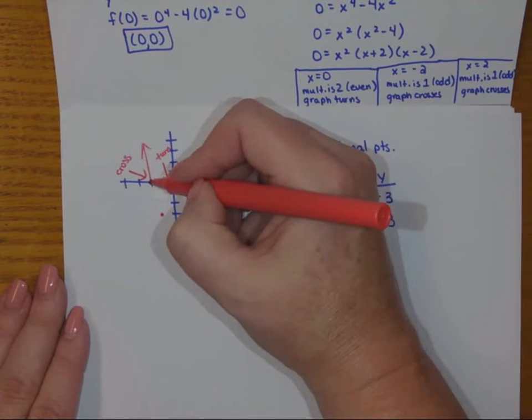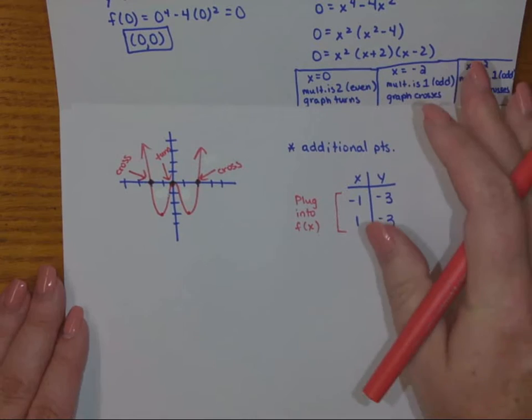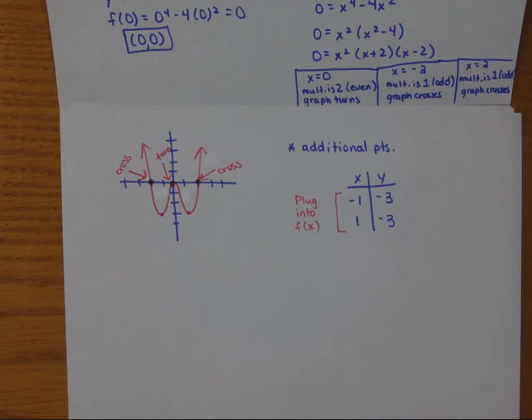And then make sure you make curvy kind of transitions. So it should be like a W-ish shape. It should not be jagged edges. All polynomials have smooth, curvy graphs, so it should kind of look like that.